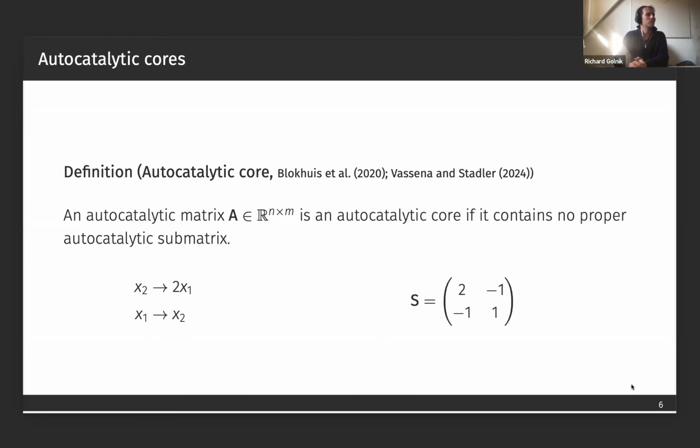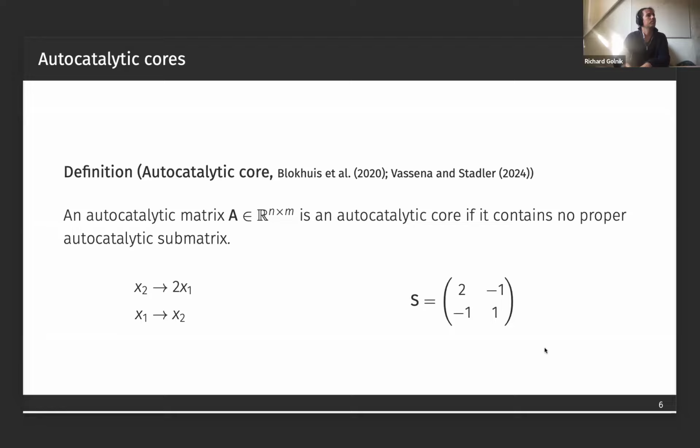And then the next question, which arises very quickly, is: is this the smallest one I can find? And this leads to the definition of an autocatalytic core. An autocatalytic core is just an autocatalytic matrix that does not contain a proper autocatalytic submatrix. What we've seen in the example before is an autocatalytic core, because whenever I restrict myself to these positive entries, which I would need to find a strictly positive reaction vector, then I would not have a negative entry anymore. So I would not have a reactant for each of the reactions.